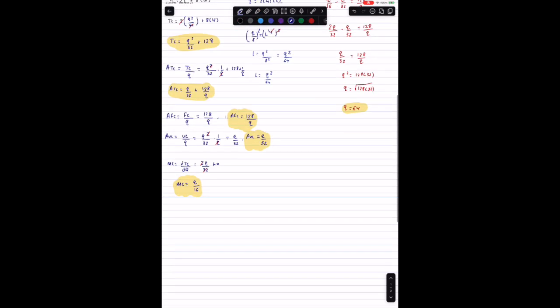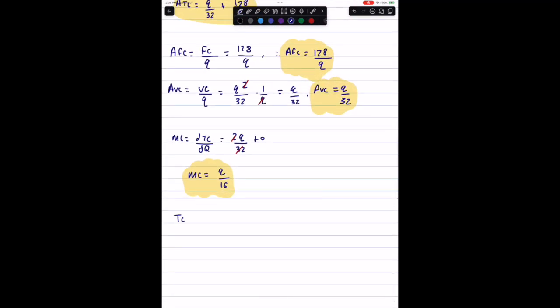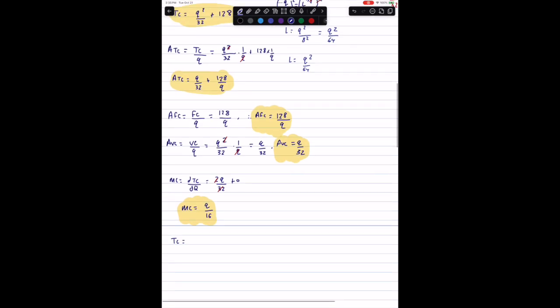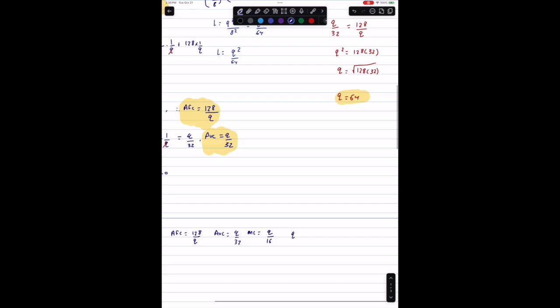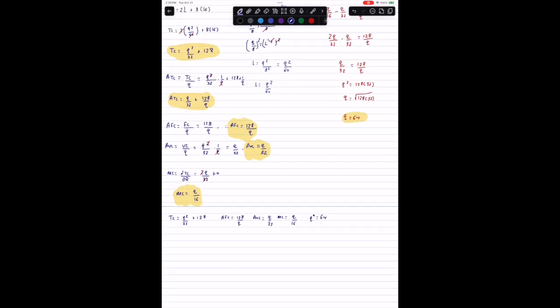Let me just write everything nicely. We know that our total cost is equal to Q squared over 32 plus 128. Our average fixed cost is equal to 128 over Q. Our average variable cost is equal to Q over 32. Our marginal cost is equal to Q over 16. And Q star is equal to 64. Perfect. Now we can move on to part B.